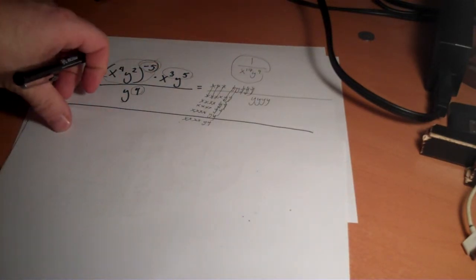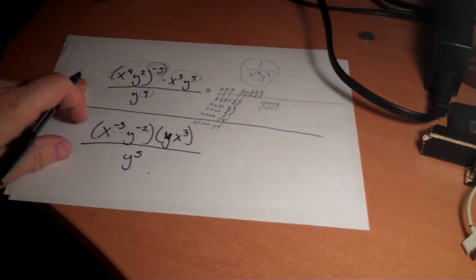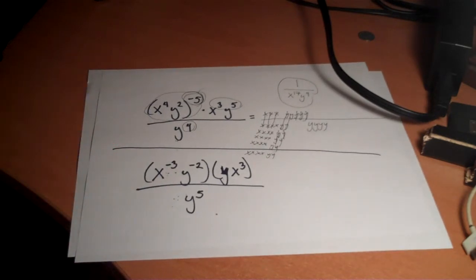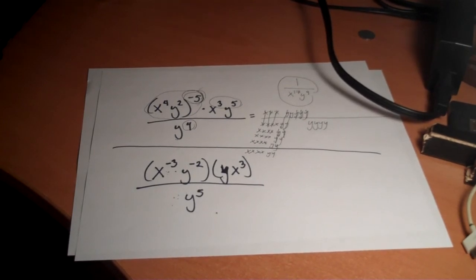Now, that one's a really hard one. But I'm going to ask you to do this one right here, which says x to the negative third, y to the negative second, times y x to the third, divided by y to the fifth. Press pause if you want to watch it, or so you can write down the problem.